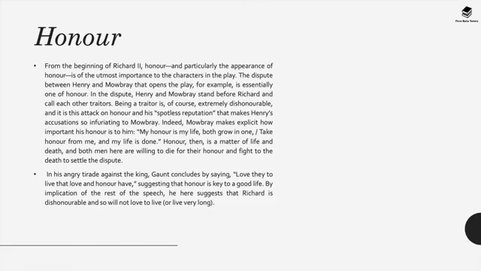Honor. From the beginning of Richard II, honor, and particularly the appearance of honor, is of the utmost importance to the characters in the play. The dispute between Henry and Mowbray that opens the play, for example, is essentially one of honor. In the dispute, Henry and Mowbray stand before Richard and call each other traitors. Being a traitor is, of course, extremely dishonorable, and it is this attack on honor and his spotless reputation that makes Henry's accusation so infuriating to Mowbray.